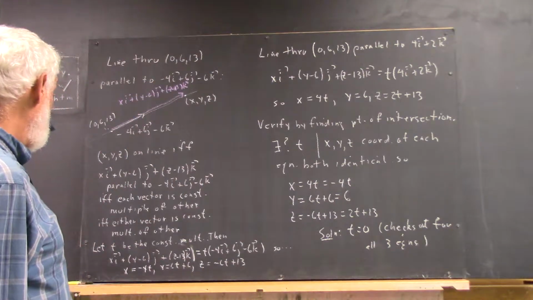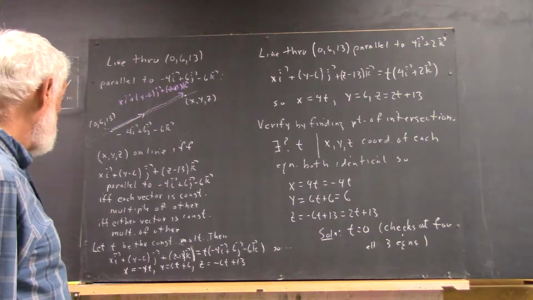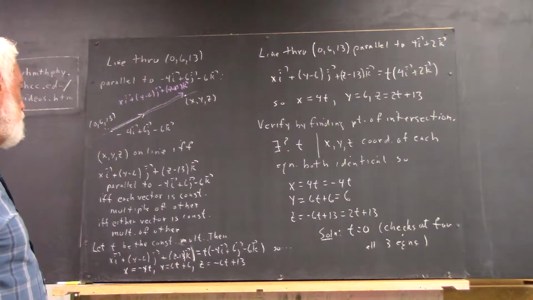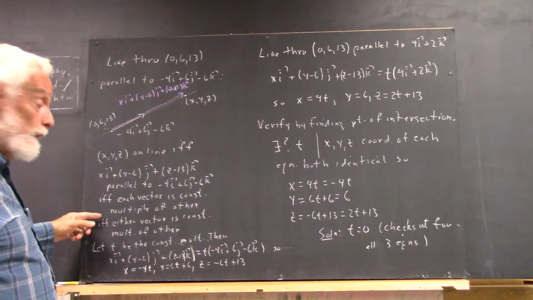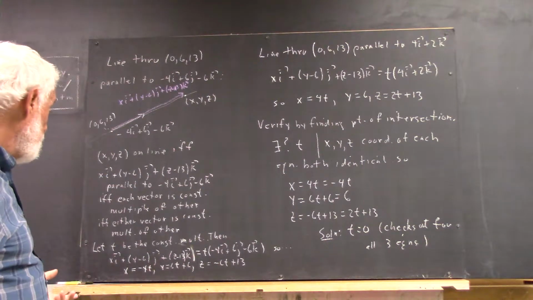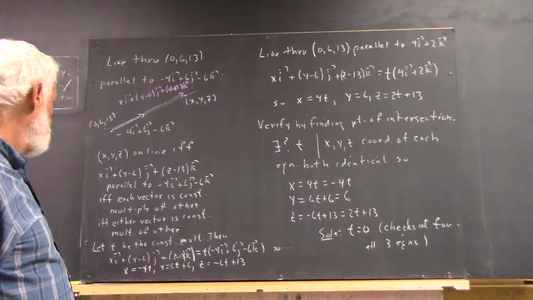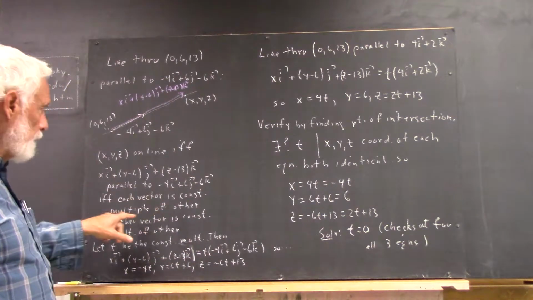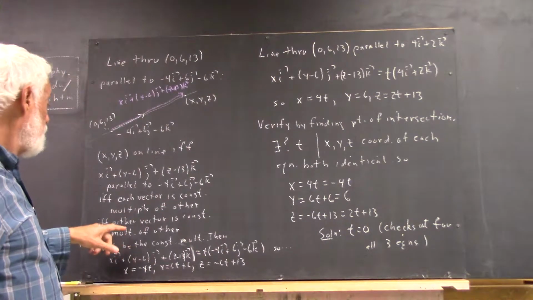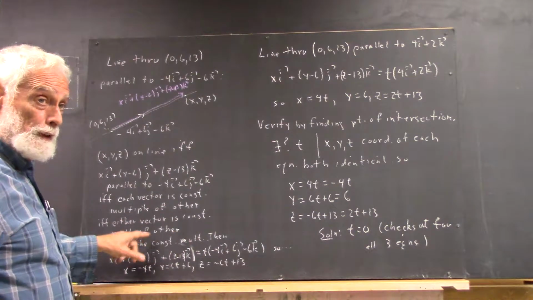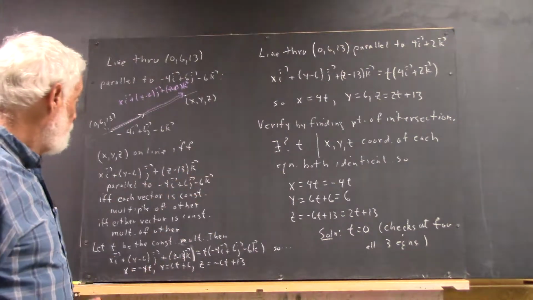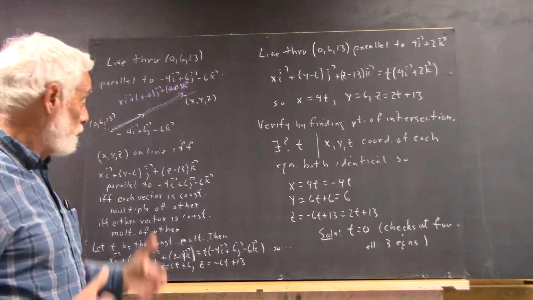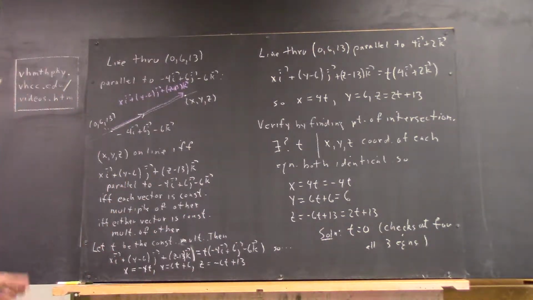Now, what does it mean for a vector to be parallel to another vector? Well, this vector is parallel to this if and only if either vector is a constant multiple of the other. If one vector is a constant multiple of the other, say the constant multiple is 7, then the other vector would be 1/7, the reciprocal multiple, of the original vector.